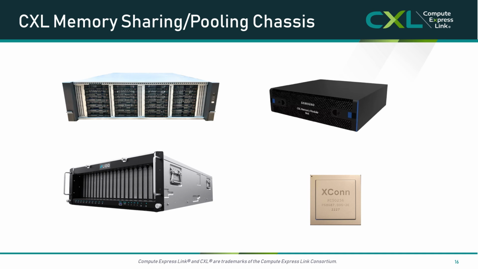On the bottom left side is a box, the chassis made by Liqid, and Liqid uses an add-in card inside the chassis. This chassis has a total capacity of 10 terabytes, and coupled with a top-of-rack CXL switch it can make an even larger memory pool, up to 100 terabytes. And the upper right is a Samsung CMM-B. Samsung has been pioneering CXL technology. They have been doing a lot of CXL technology development and product marketing.